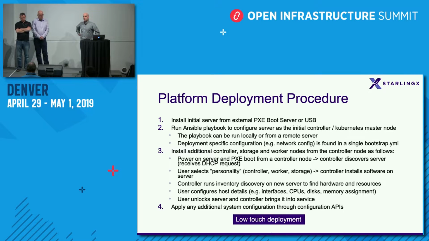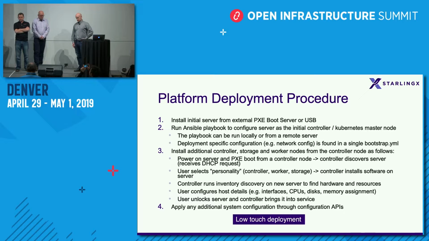So here, I'm going to summarize the platform deployment procedure. The first step is to install your first server from our ISO, and typically you'd do that with a Pixie boot server, but you could also do it from USB if you like. Once the installation is complete, you're going to then run an Ansible playbook to configure the server as the initial controller and the initial Kubernetes master node. And like I said, you could either run that playbook locally or you can run it from a remote server. And to simplify things, we've put all the deployment-specific configuration in a single YAML file, so it's very easy to edit any of the configuration that you need to change.